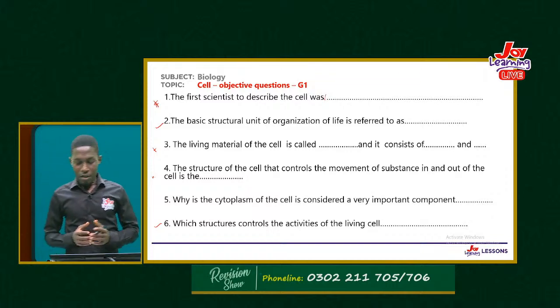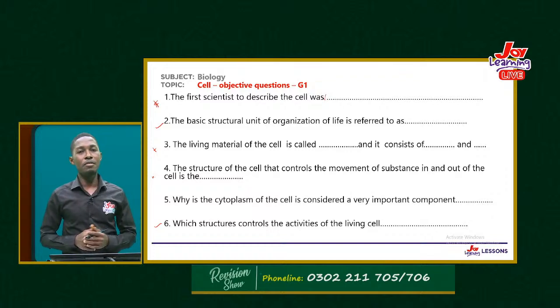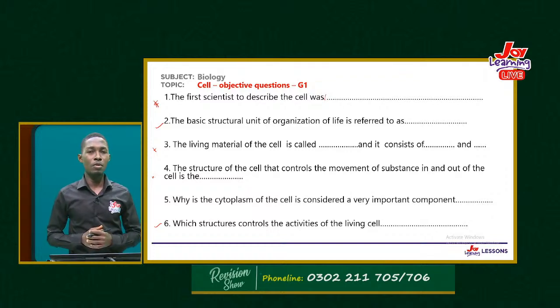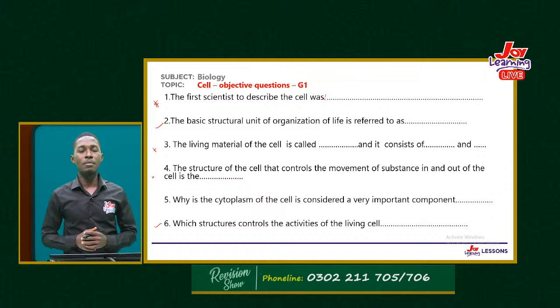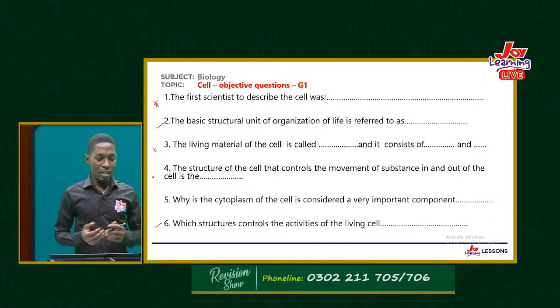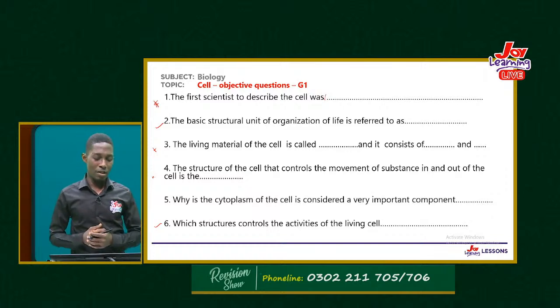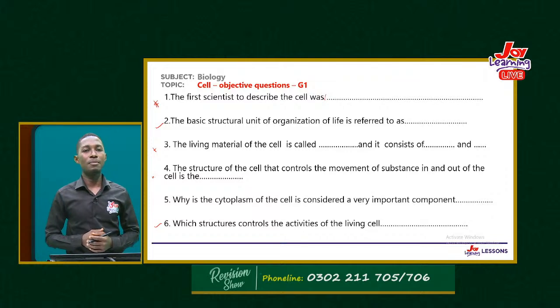You can still call us on 0302 221 7005 or 0302 221 7006. There were some few things you couldn't get right. So if you come, try and see if you can also get the correct one, then move on to the next slide.